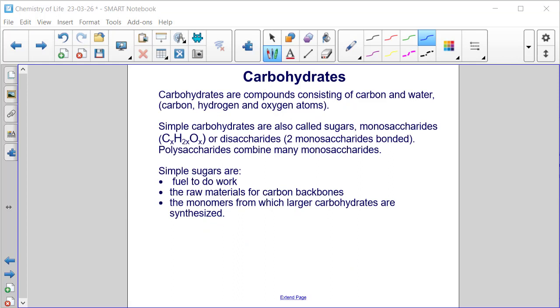Carbohydrates. Carbohydrates are compounds consisting of carbon, hydrogen, and oxygen atoms. Simple carbohydrates are also called sugars, monosaccharides, which are CxH2xOx, or disaccharides, which is 2 monosaccharides bonded. Polysaccharides combine many monosaccharides. Simple sugars are fuel to do work, the raw materials for carbon backbones, and the monomers from which larger carbohydrates are synthesized.